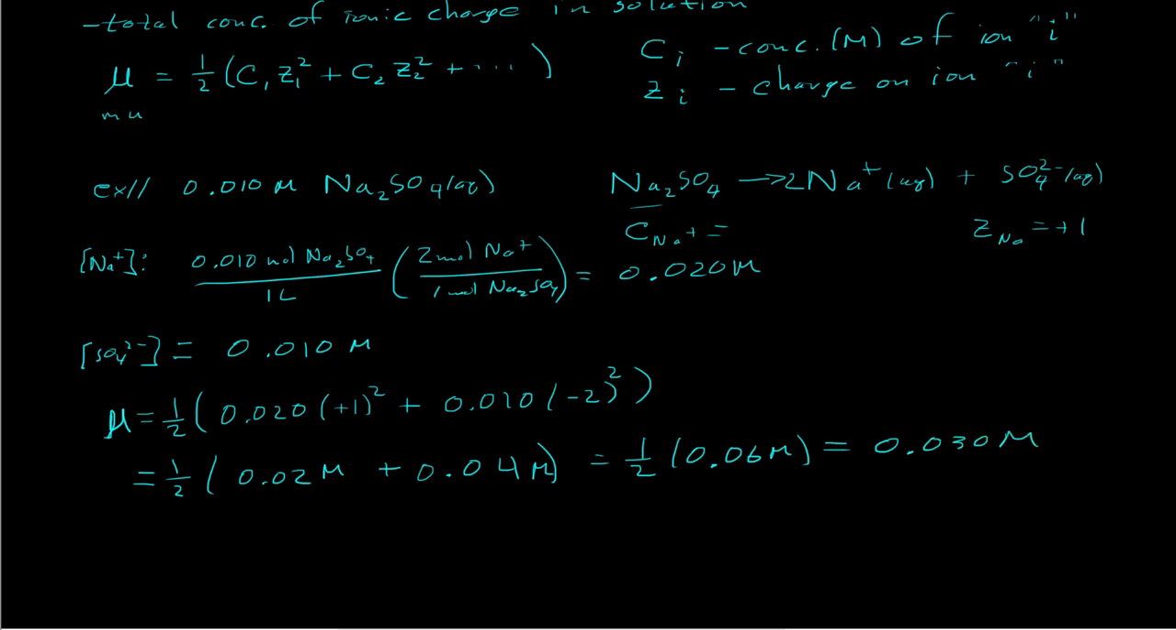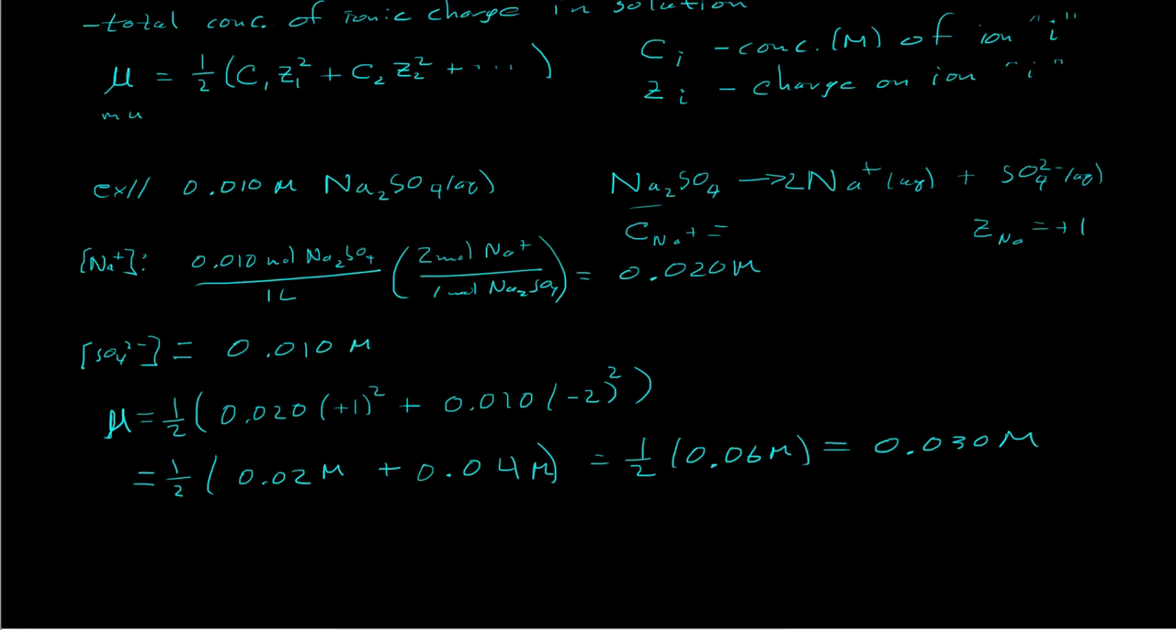So ionic strength is just a metric that we can use to talk about the total concentration of ionic charge in our solution. So even though this is a 0.01 molar sodium sulfate, because we get 3 moles of ions and the sulfate has 2 units of negative charge, the highly charged ions count more when we're calculating the ionic strength, we have a total ionic strength of 0.030 molar.